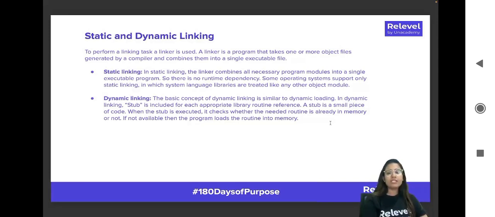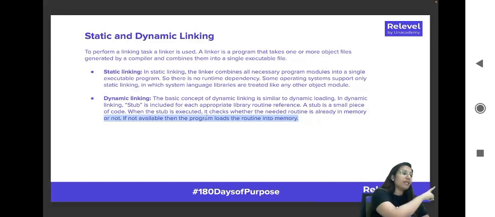Okay, so remember, a stub is a small piece of code, and when a stub is executed, it checks whether the needed routine is already in the memory or not. If not, the program loads the routine into the memory. So in dynamic linking, if you have a program, it is also going to have dependencies. But what we do is we include a stub. A stub is a small piece of code that links the library that you have to the memory where those libraries are present.